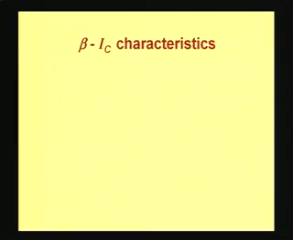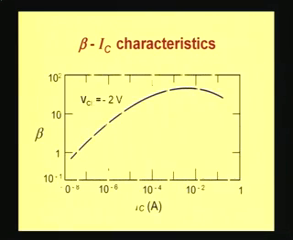Next, we will explain the beta versus collector current characteristics. These look something like this. So you find the ratio of the collector current to the base current, which is the beta, is low for low collector currents. It increases, reaches a maximum, and again starts dropping for high collector currents.